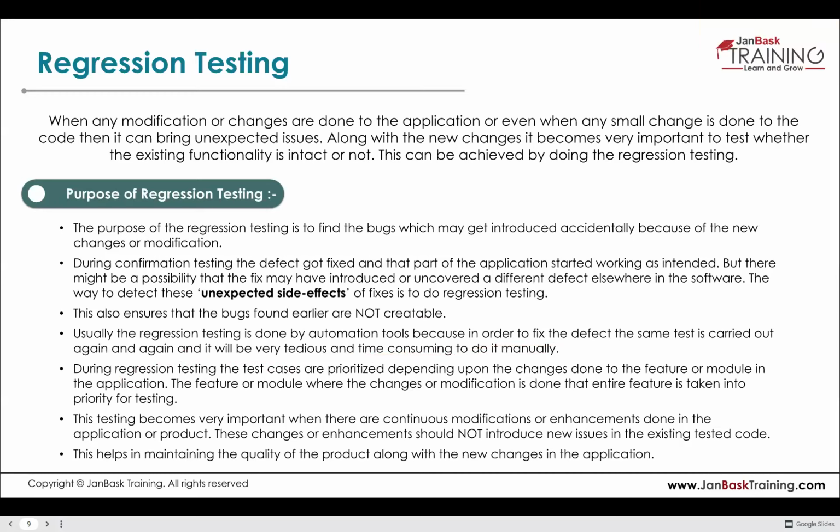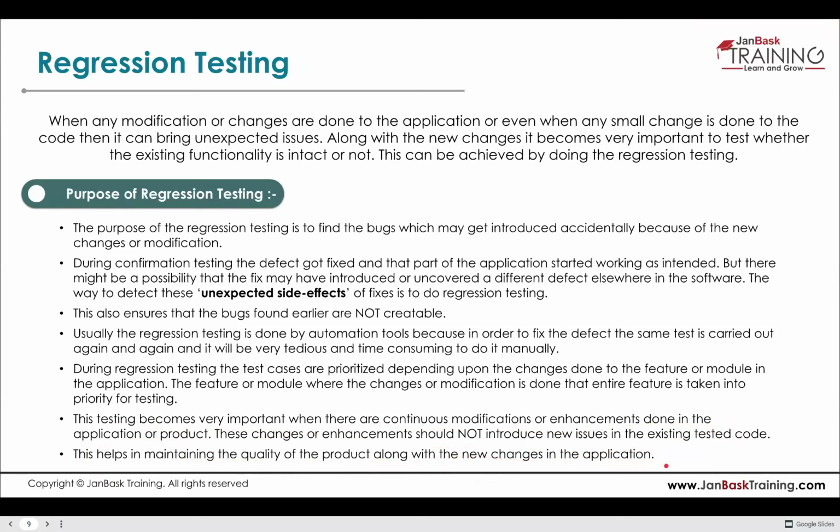During regression testing, the test cases are prioritized depending upon the changes done to the feature or module in the application. The feature or module where the changes or modification is done, that entire feature is taken into priority for testing. This testing becomes very important when there are continuous modifications or enhancements done in the application or product. These changes should not introduce new issues in the existing tested code. So that's why we are doing regression testing, right? This helps in maintaining the quality of the product along with the new changes in the application.